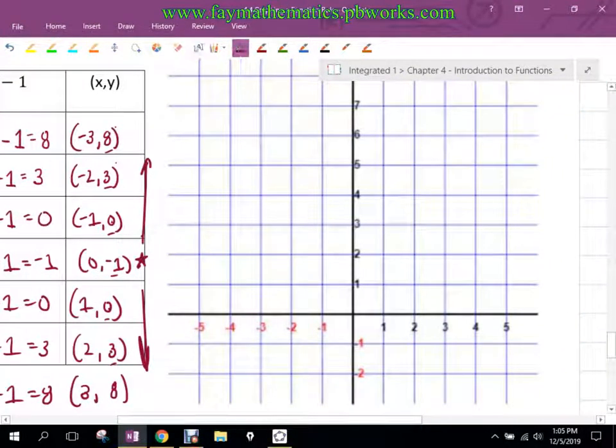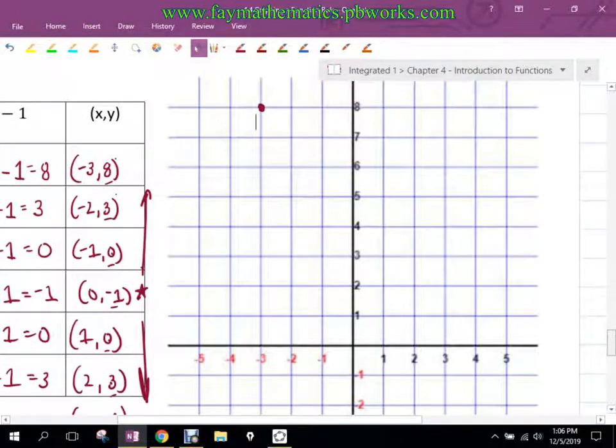If I graph those, so negative 3, 8 would be, is everybody okay with me kind of quickly graphing stuff? And at least the ordered pairs? Okay. So left 3, up 8. I'm going to go left 2, up 3. Left 1, up 0. Okay. The next one is 0, negative 1, so I don't move anywhere left or right, but then I go down 1. And then I go 1, 0, so right 1. And I had 2, 3. And the last one then was 3, 8, right?